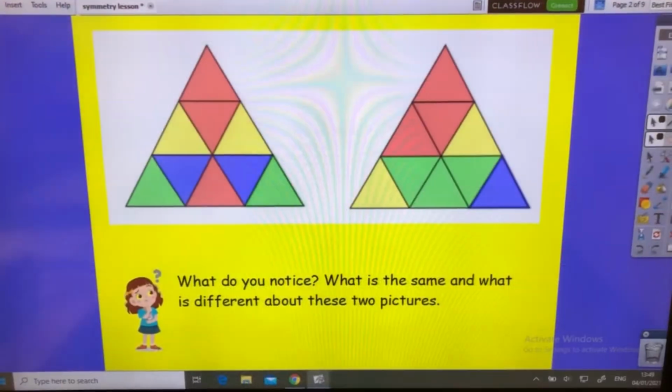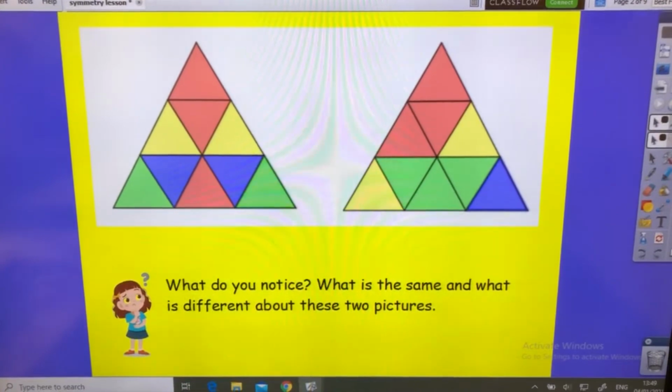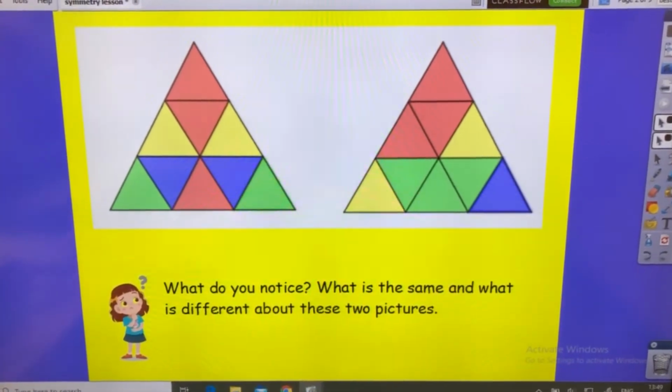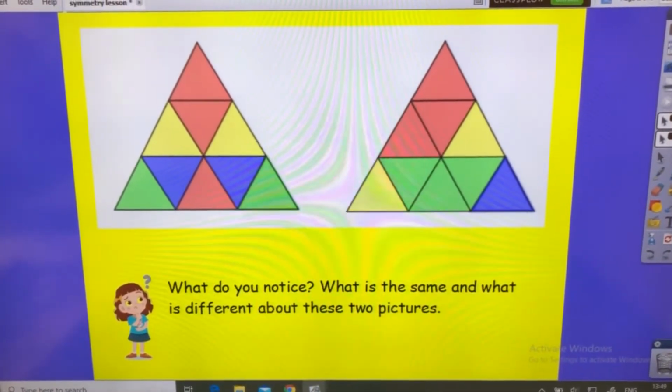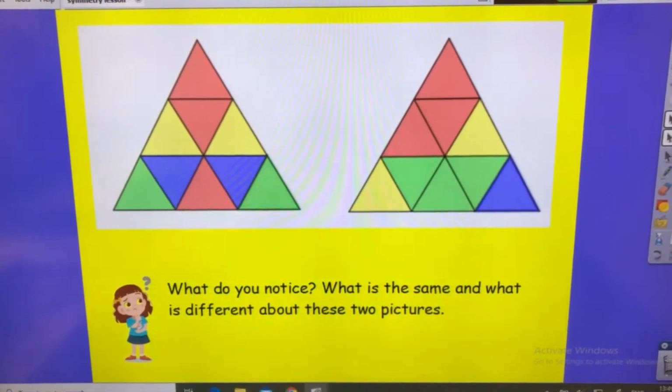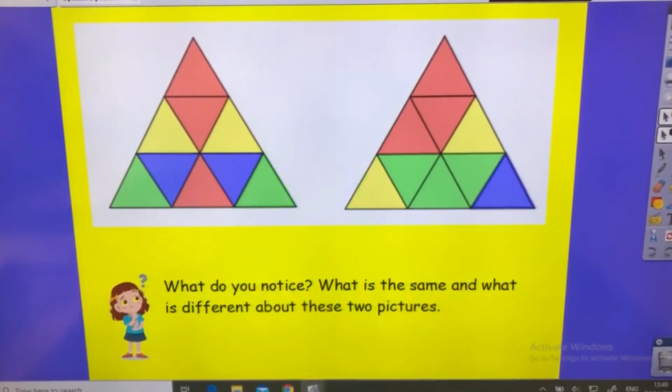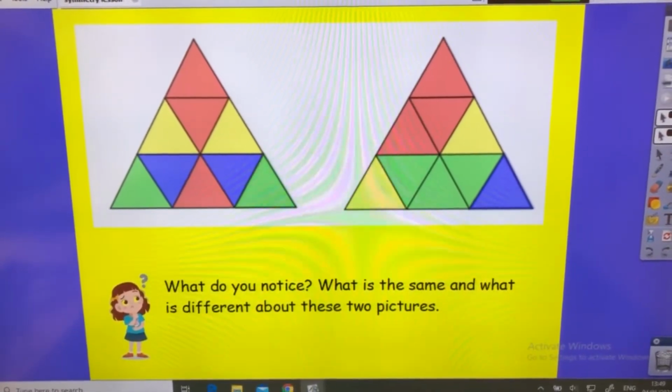Today we're talking about symmetry in maths, and you may be curious what symmetry really is, so let me explain to you further. Before I start, have a look at these two pictures. What do you notice? What is the same and what is different about these two pictures? Have a little moment to think, and perhaps if you have a grown-up around, ask them too.